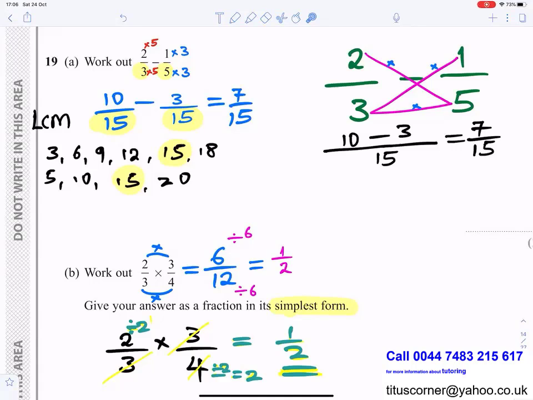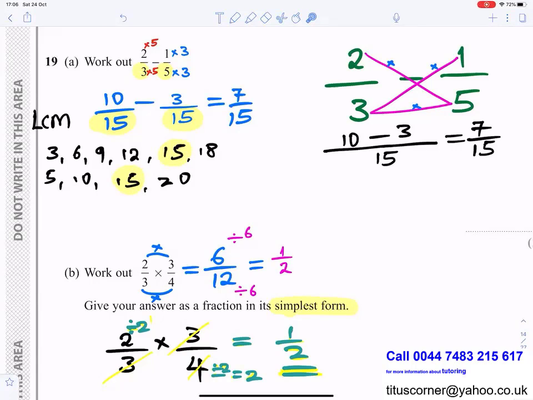And how did we get 15? To choose 15, we can work out the multiples of 3: 3, 6, 9, 12, 15, 18. Multiples of 5: 5, 10, 15, 20. And the lowest common one is 15. That's why we chose 15.